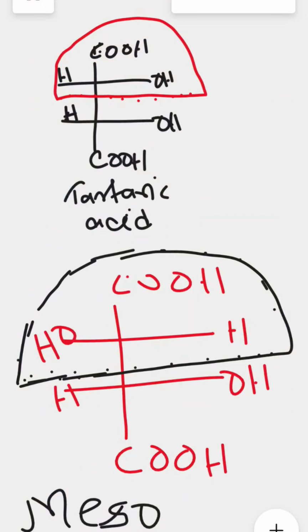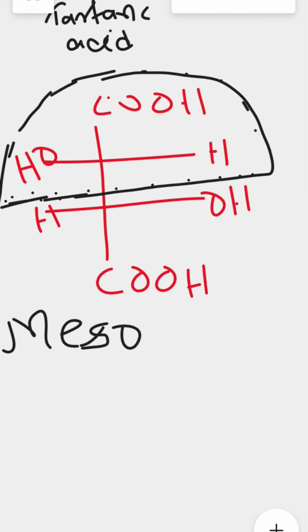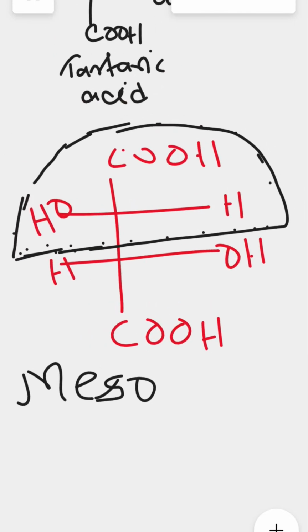This is the tartaric acid structure. In the first one you can see tartaric acid, where the two carbons are the chiral centers. COOH up and down, and on the left hand side H and H, on the right hand side OH and OH. You can see there is a plane of symmetry, and one part I have shown in red, and the other part is obviously identical to it. This is the meso form. Why do we say it is the meso form? Because one part, which I have marked in black, is actually the mirror image of the other part.